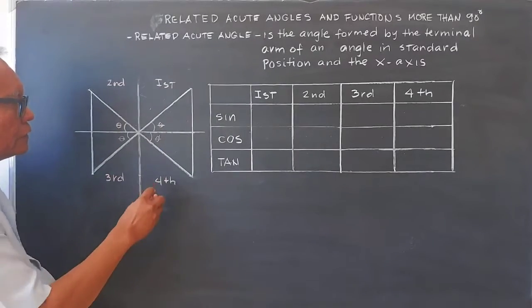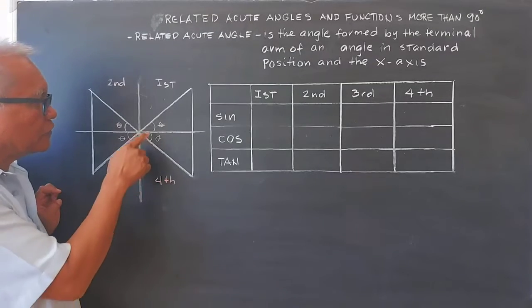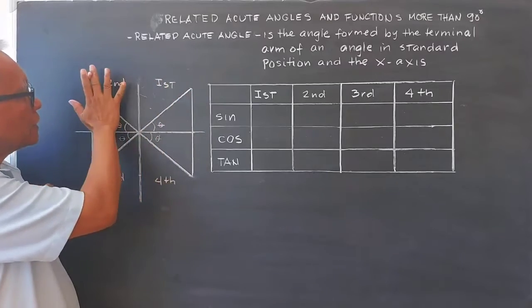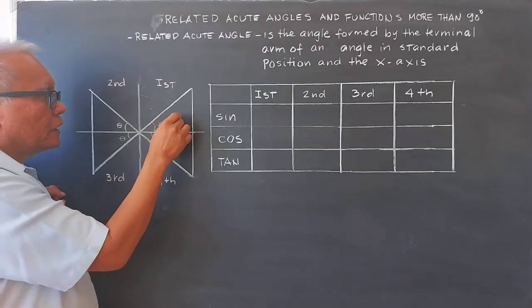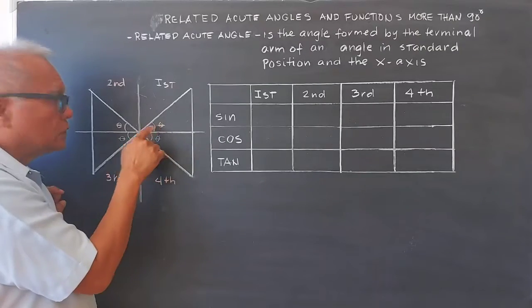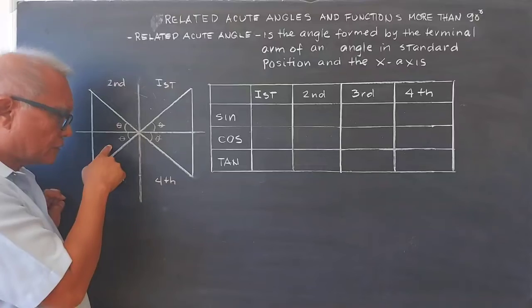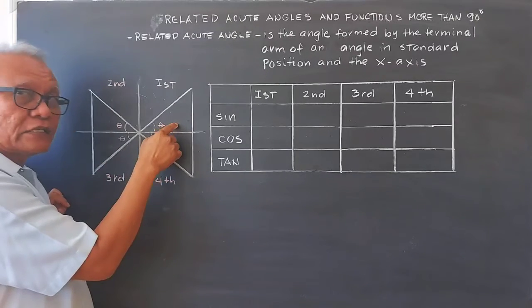So we have here only the related acute angles. We have a theta here, the first quadrant is here, then second, third, and fourth. We have a triangle for the theta, another triangle in the second quadrant, a triangle in the third, and a triangle in the fourth. Let's take the triangle in the first quadrant.